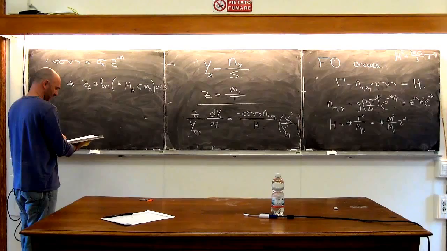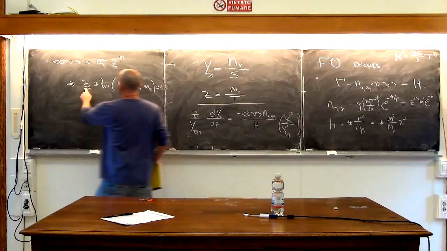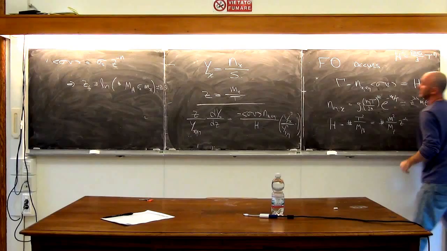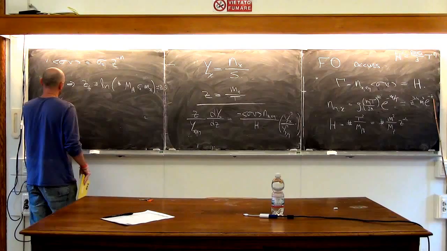Okay, we can continue. So we extracted the freeze-out temperature, but we still want to know what is the number density at freeze-out and today. So we can just divide: we know what H is, we can divide by sigma v. So n at freeze-out is just H over sigma v.